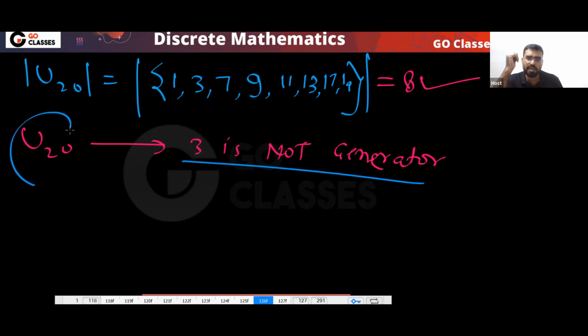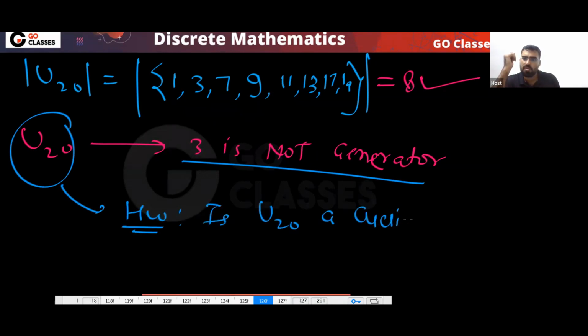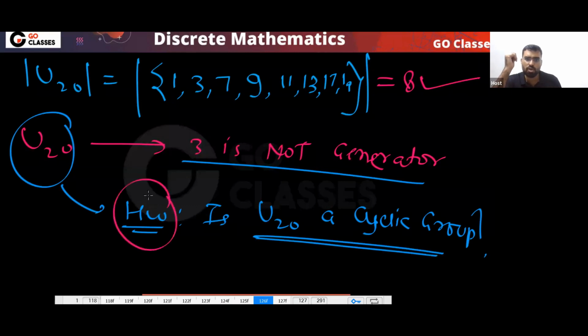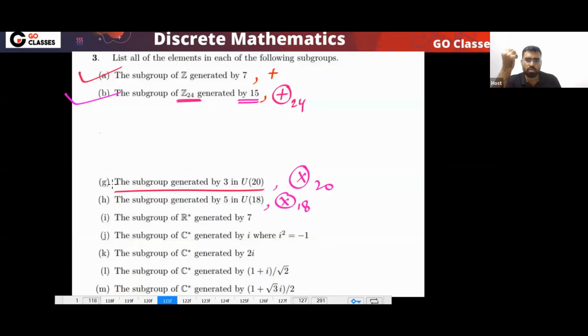Now, this is a homework. Is U20 a cyclic group? Do we have any generator? Just take it as homework. You have to find the order of every element, and the element whose order is 8 will be the generator. So you have to check whether there is a generator or not. Okay, so this question is done. Similarly, you can do this question as homework.